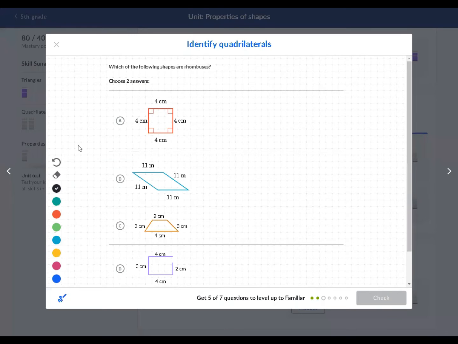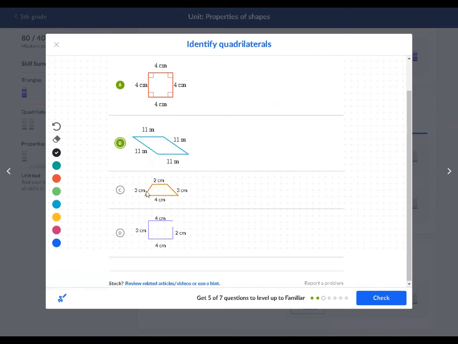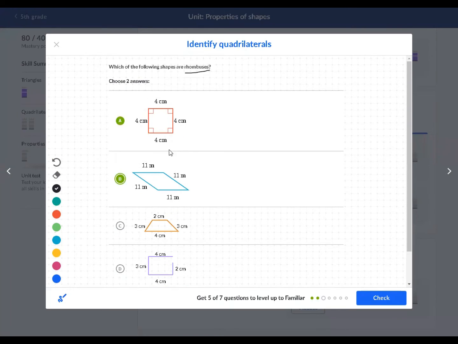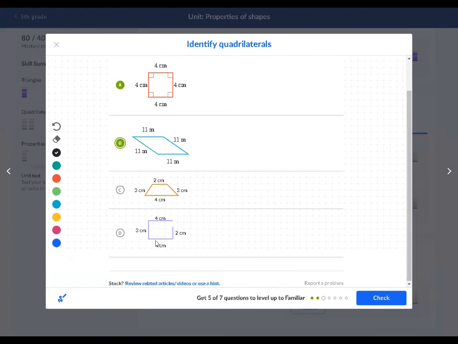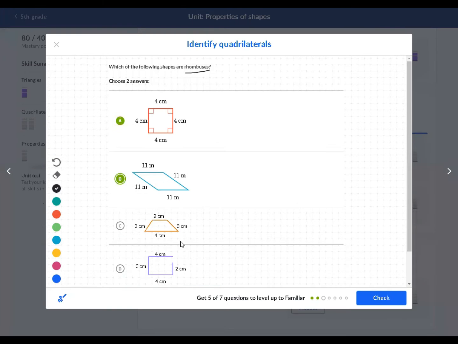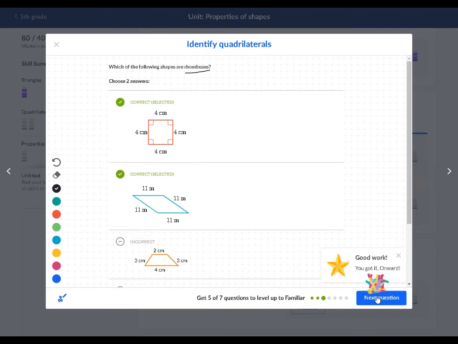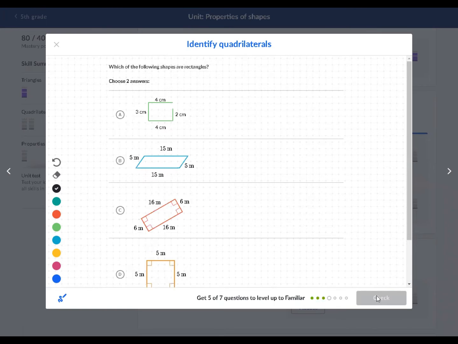So all the sides are equal. I don't think that angles matter. So this is a quadrilateral, and this also looks like a quadrilateral, but these have different sides, and this is an open figure. I mean, not quadrilateral, I mean rhombus. These both are rhombus, and this can't be a rhombus because it's an open figure. So these both have all the same sides. So let's check it, and we got it correct.